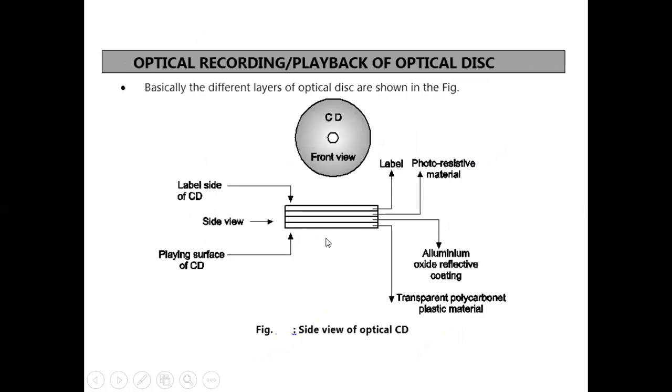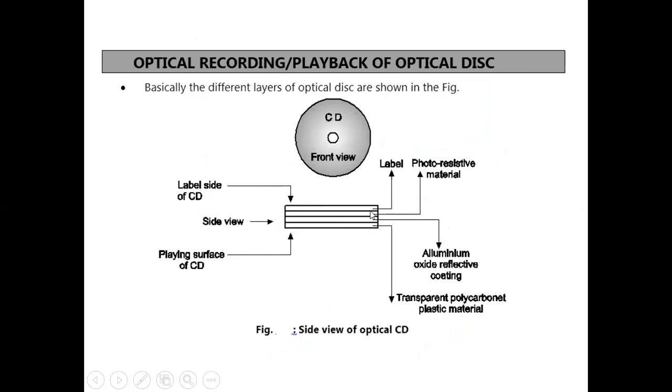So, the upper side or lower side. The upper side is the label side of the CD, and the lower portion is known as the playing surface of the CD. This is the side view: upper side, lower side.